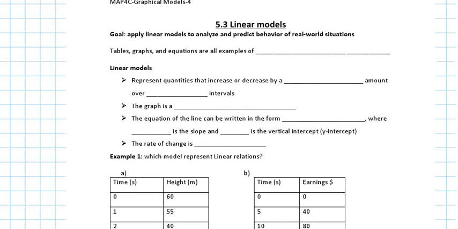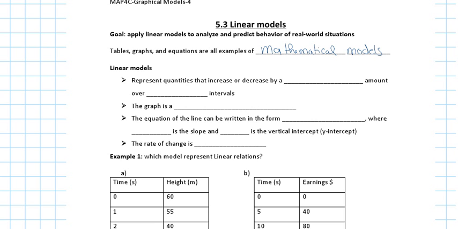Okay, so we are going to look at linear models, and then we're going to see how can we figure out that it's a linear model, and how can we find that from tables, graphs, and equations. So tables, graphs, and equations are all examples of mathematical models, right? So a mathematical model can be given as a table, as an equation, or as a graph.